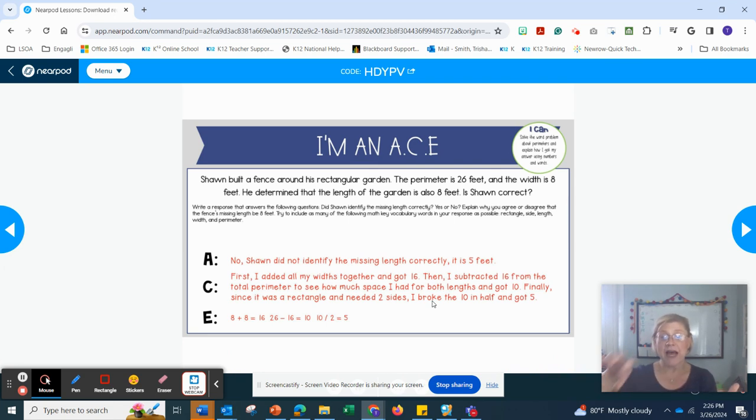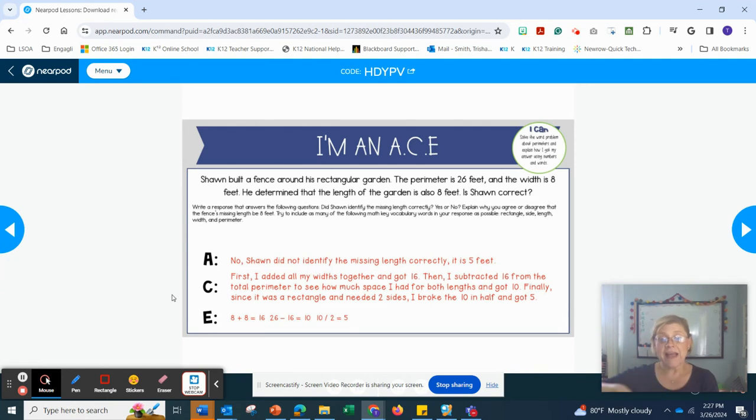Did Sean identify the missing link correctly? A, answer the question. No, Sean did not identify the missing link correctly. It is 5 feet. C. Now, C is where we compute, we check our answer, we're going to do all that work, and then we're going to teach everyone.